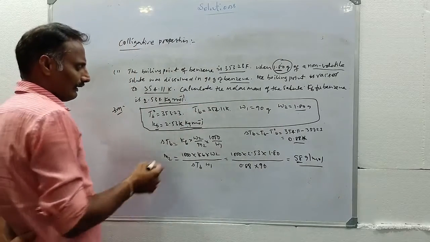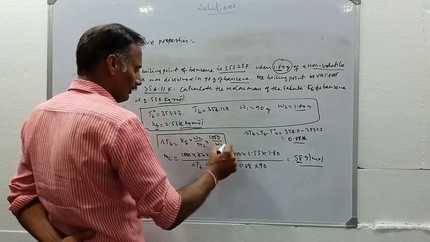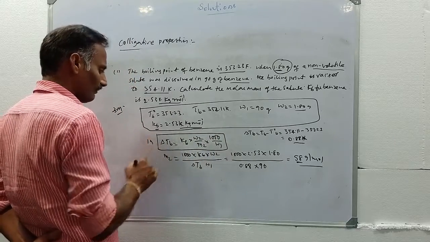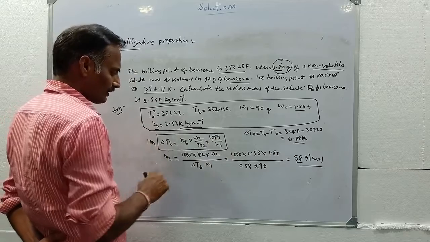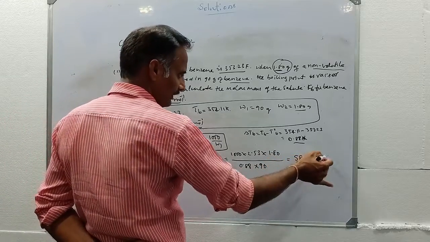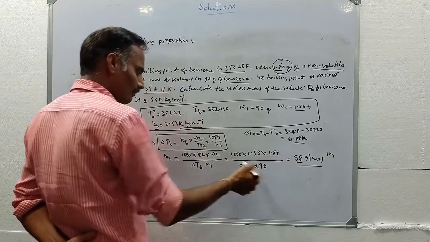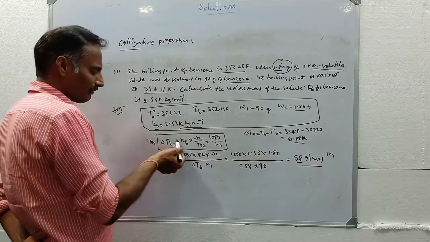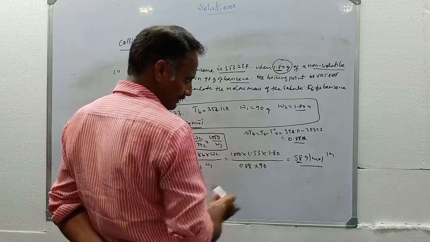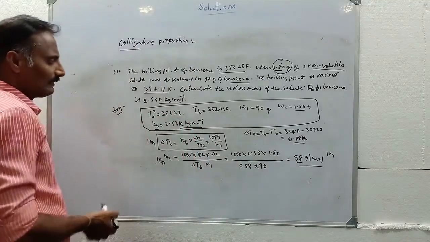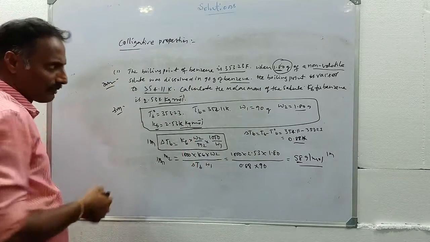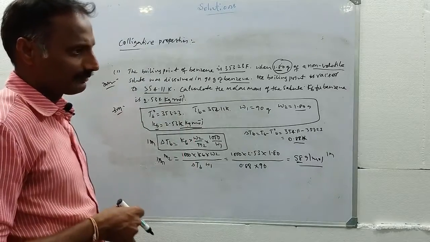Writing this formula carries 1 mark, substitution carries 1 mark, and the answer with unit carries 1 mark. This is how we award marks during evaluation: 1 mark for formula, 1 mark for substitution, and 1 mark for the answer with units. This is one of the important formulas for 3 marks questions, and one of the most important formulas in colligative properties. This is elevation of boiling point.